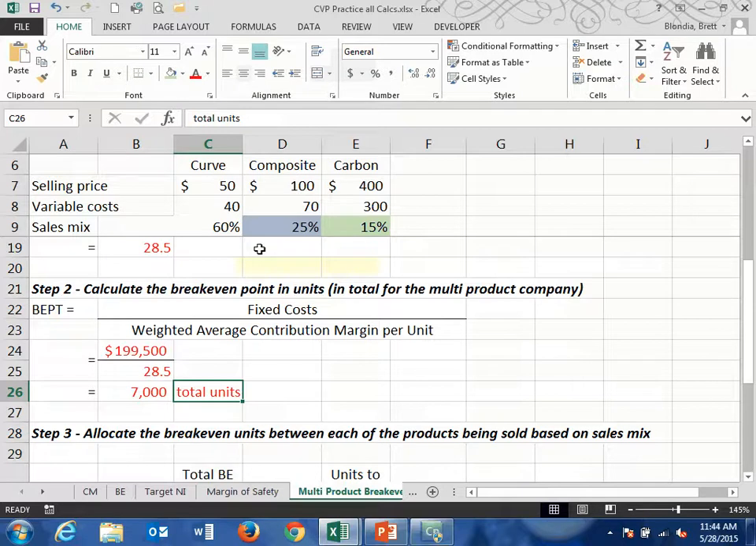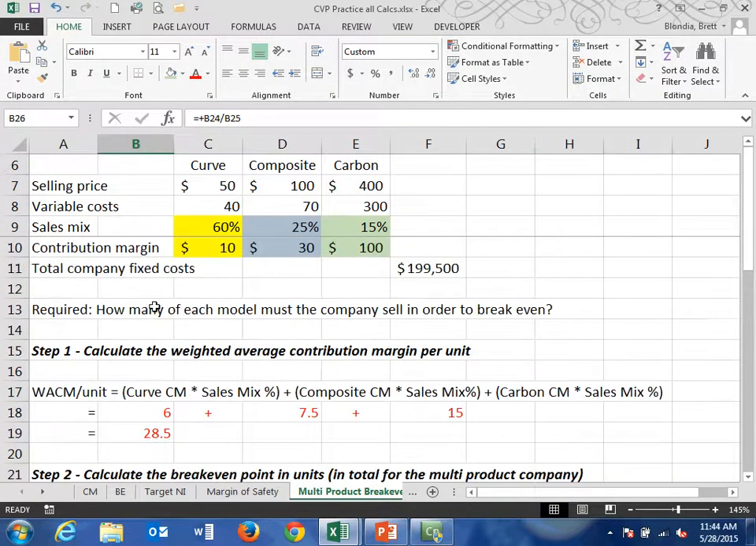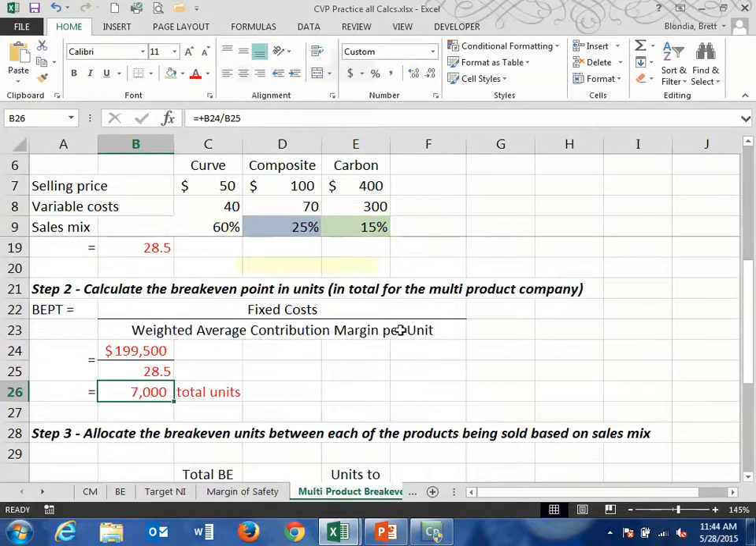Now, and this is good practice whenever you're answering a question on a test or anything like that, you've got to cycle back to the question and ask yourself, did I actually answer what the question was asking? I've come up with a break-even point, but if I go back up, the requirement says how many of each model must the company sell in order to break even? We haven't answered that yet.